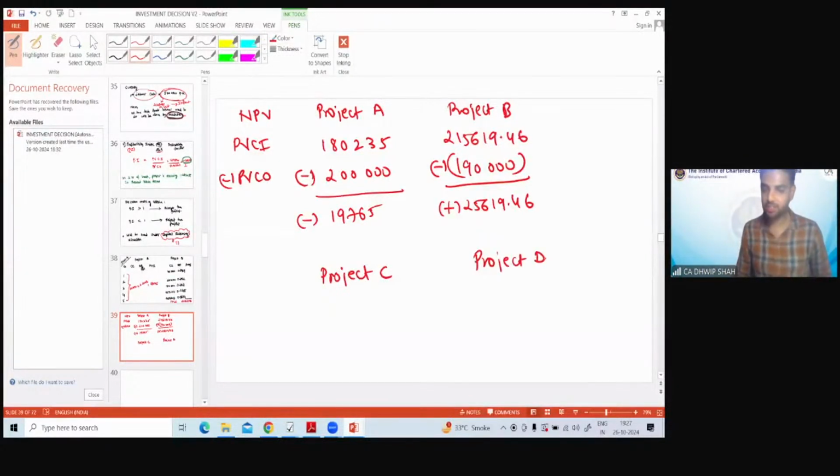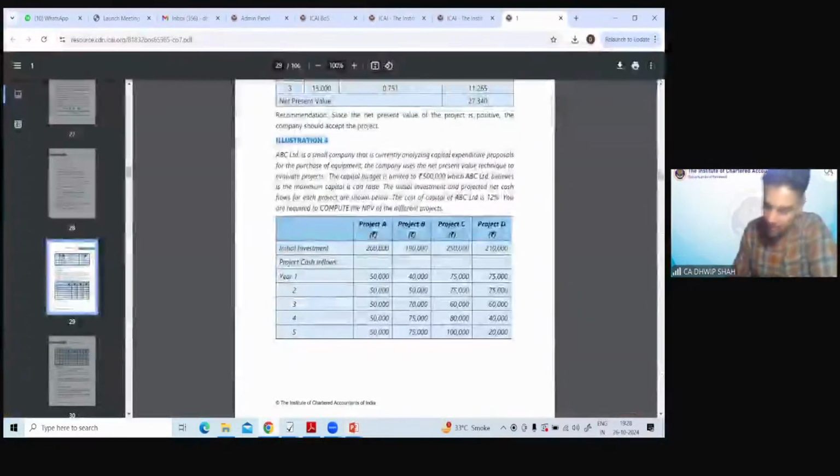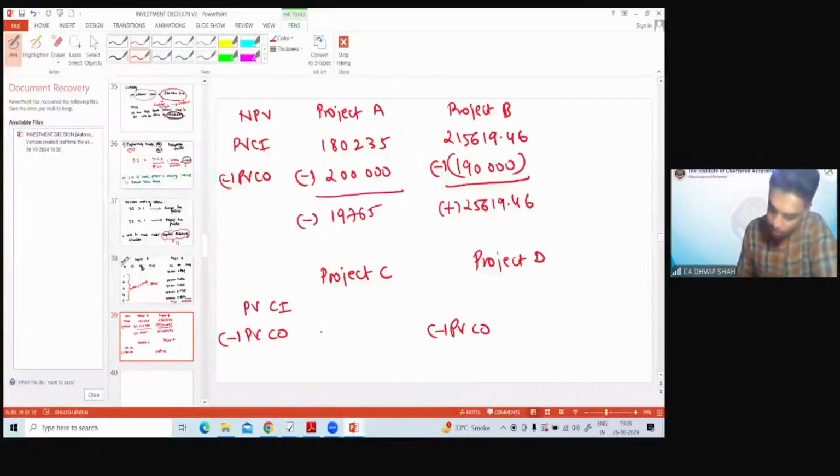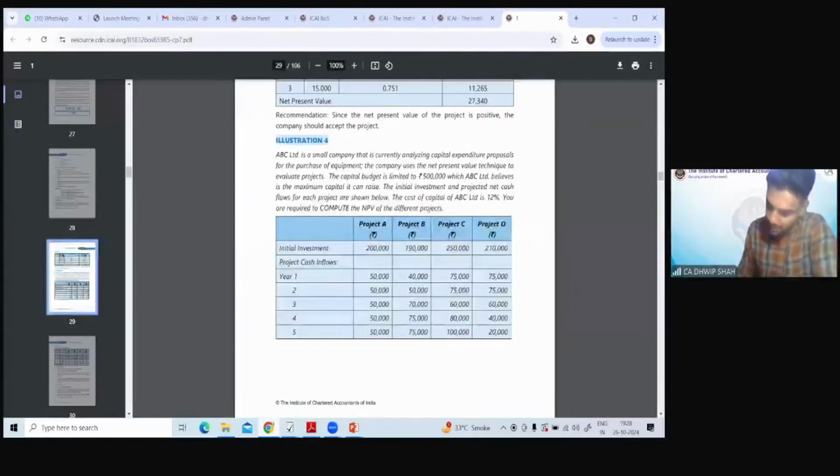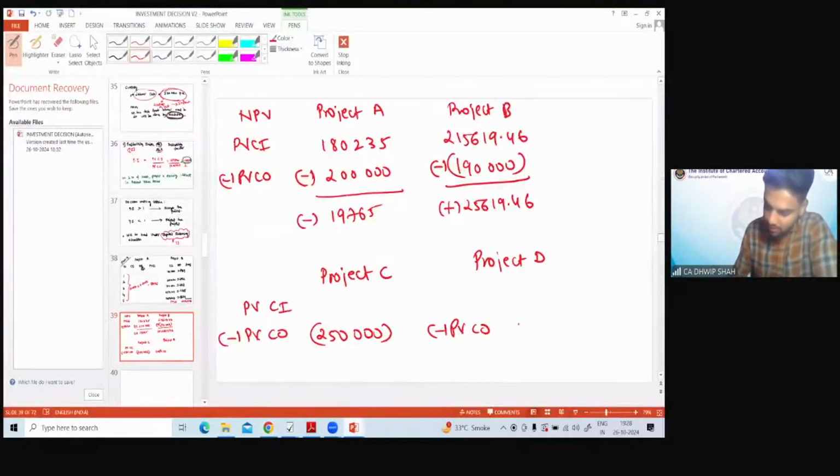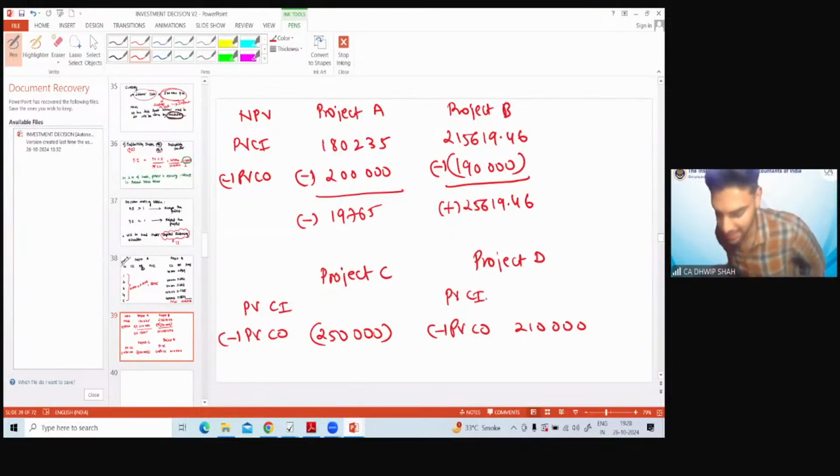Please be honest in solving. Don't see the solution. It is for your practice. I will help you in calculating PVCO for project C and D. ठीक है, वो मैं help कर देता हूँ. It is 250 and for project D is 2110. So half part I have already solved for you. You just need to solve PVCI now.